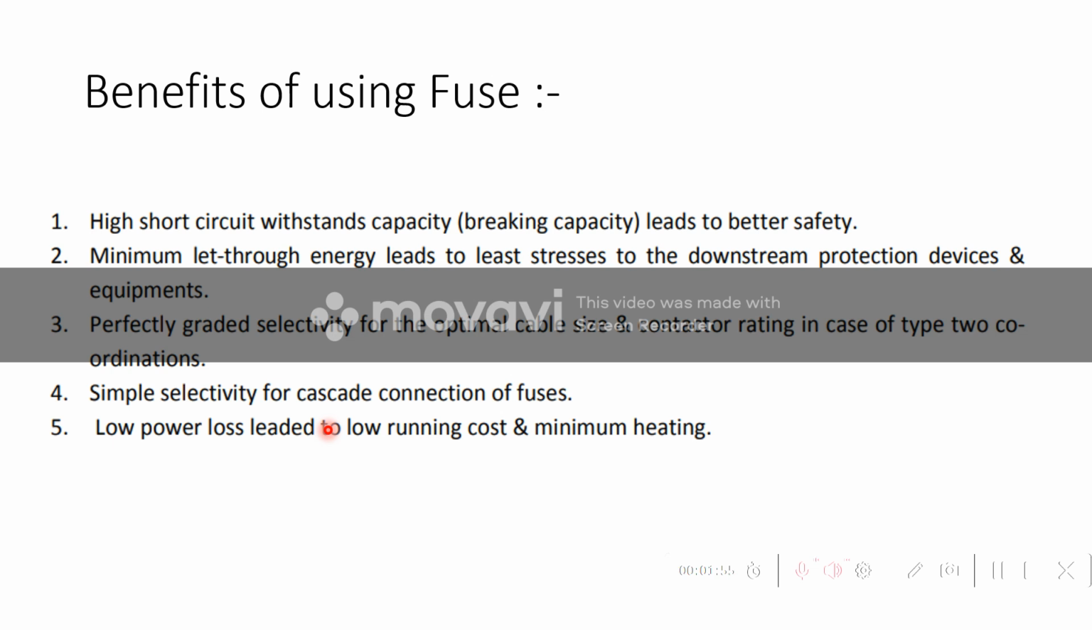Perfectly graded selectivity for optimal cable size and contactor rating. Simple selectivity for cascade connection of fuses. Usually between the upstream and downstream, the difference will be 1.6. That is, if the downstream is 100 amps, the upstream should be selected as 160 ampere. This is just a thumb rule. Low power loss leads to low running cost and minimum heating.